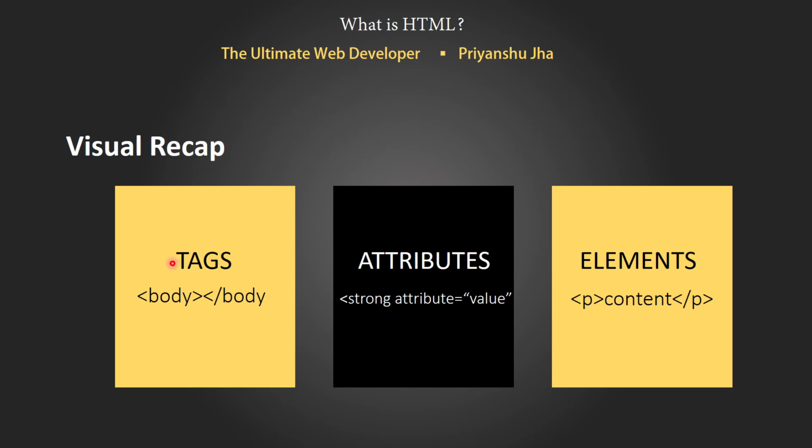Now we see a visual recap. Here you can see tags. Here a tag means a closing tag or an opening tag. Then there are attributes, which give extra information about any tag, like an attribute equal to a value. Here the attribute can be anything and the value can be anything; I have just given an example. And here you can see elements. Elements means the content between both the tags is called an element. So these were the basics in a visual recap of what we have learned previously.